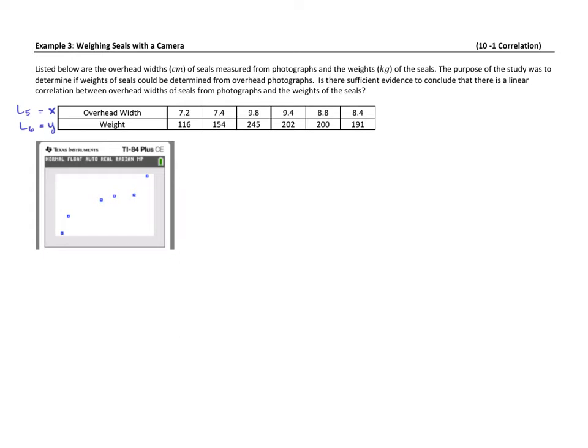So to do the hypothesis test, the first thing that we need to do is state our hypotheses. So the null hypothesis is always that rho is equal to 0, which means that there is no linear correlation between our two variables. And our alternative then is that rho is not equal to 0, which implies that there is a linear correlation between the two variables.